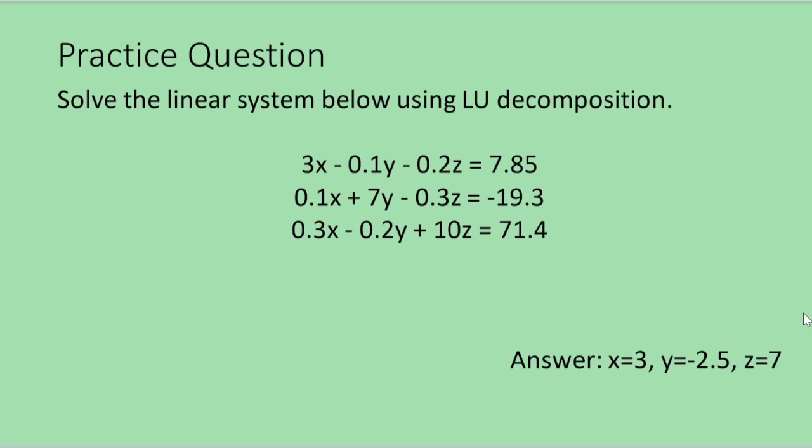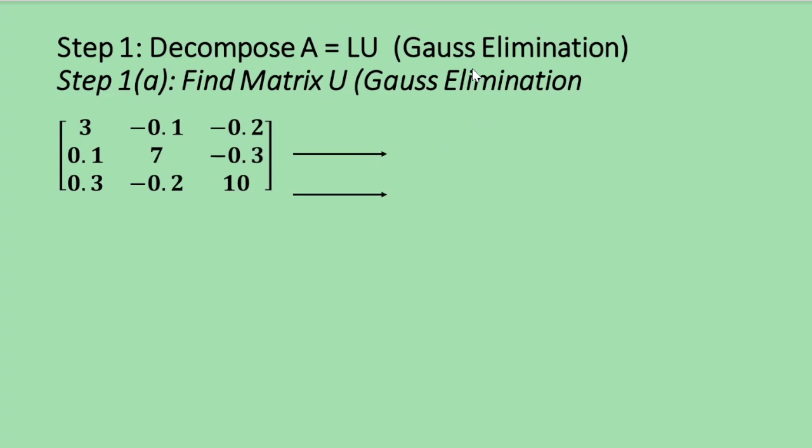Otherwise, we could try out the question together. I would be using the row reduction or Gauss elimination method to decompose matrix A into matrix L and U. So the first step is to find matrix U. To do that, we would find the new row 2. But before that, I would simply copy the first row: 3, negative 0.1 and negative 0.2.